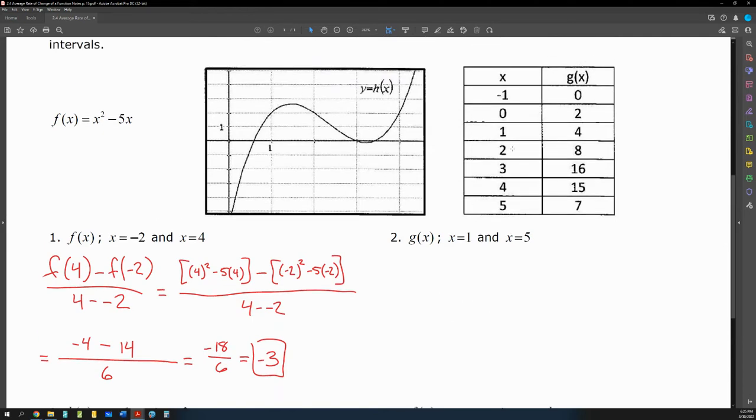Now we're looking at g of x, which is our table of values. To find the average rate of change, we're going to take g of 5 minus g of 1 all over 5 minus 1.